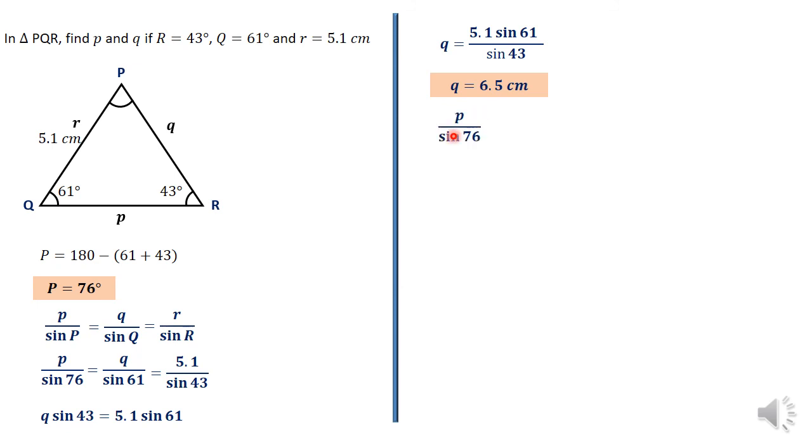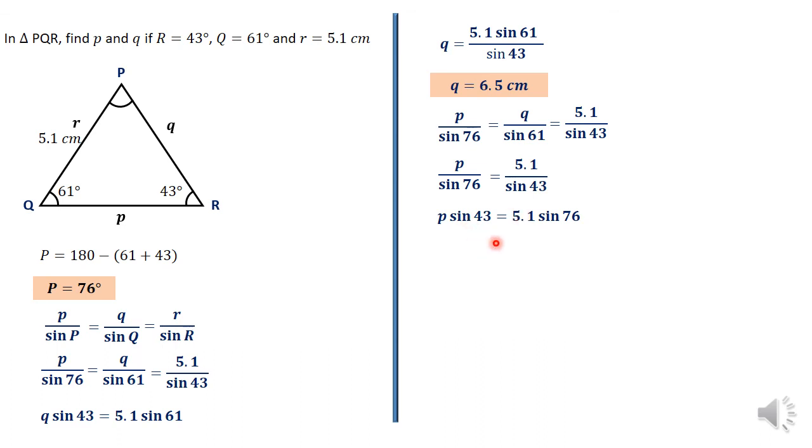Moving on to the last part, you write p all over sine 76 is the same as q all over sine 61, is the same as 5.1 over sine 43. And therefore, using the first and the last, we're going to have p all over sine 76 is the same as 5.1 over sine 43. Do again the cross multiplication of this equation and get p sine 43 equals 5.1 sine 76. Divide both sides by sine 43 and you get the answer as p is 7.3 centimeters.